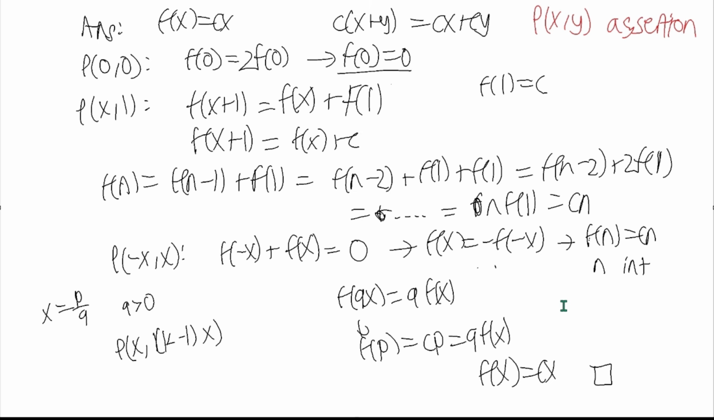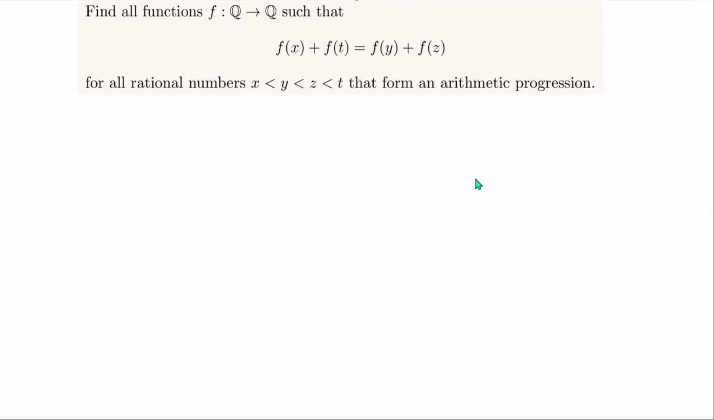So that's our first ever functional equation that we've solved. So now we are ready to solve our first example. Find all functions f from the rational numbers to itself, such that f of x plus f of t equals f of y plus f of z for all rational numbers here that form an arithmetic progression.